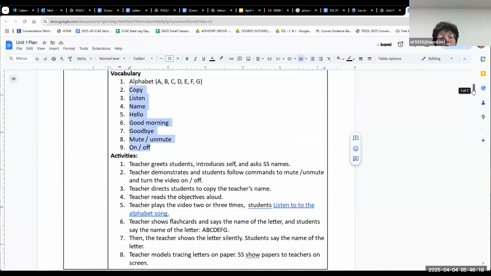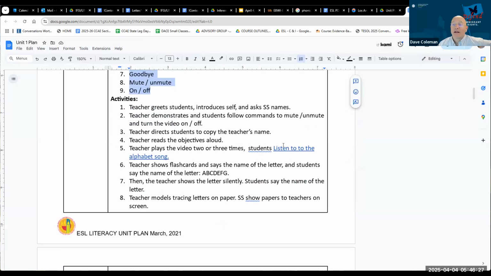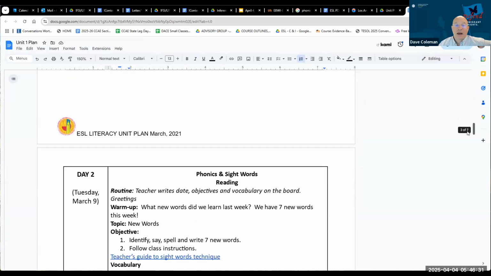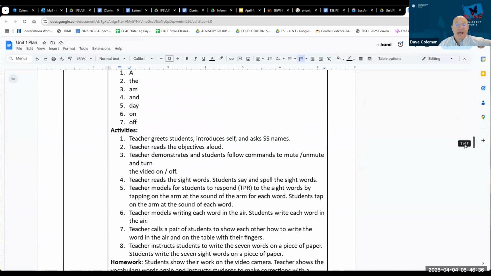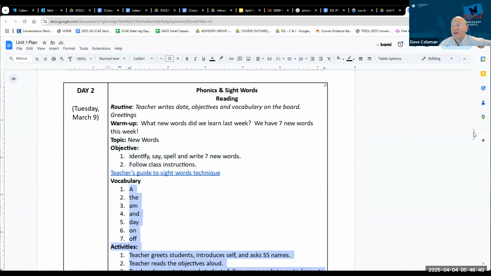Now, this is very much literacy. And if you have ESL 1, if you got some fast learners, they're going to get bored, but this is a good place for you to start. And embedded are some YouTube videos. And then you have day 2, phonics and sight words, reading. And they have all the activities. Everything is here. It's really, really good.